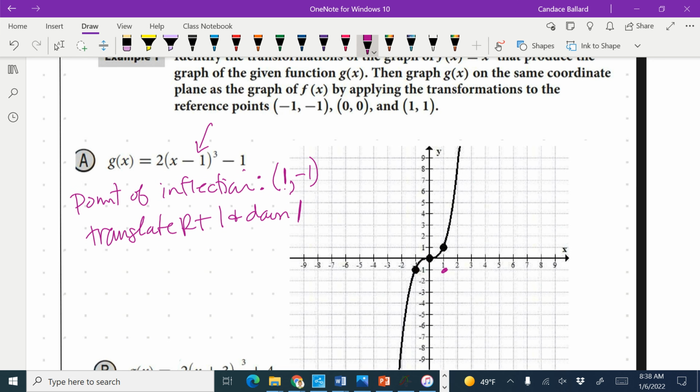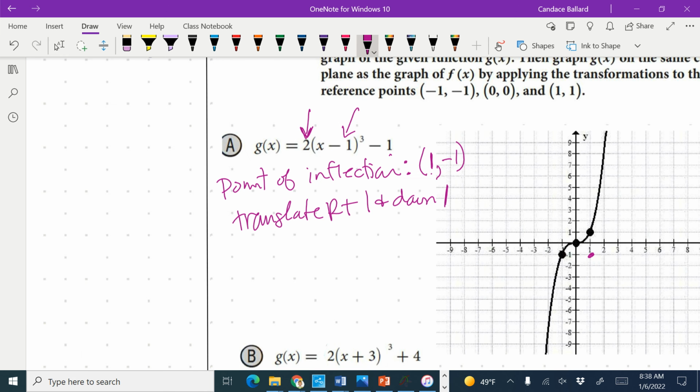What's the 2 in front going to do to it? Do you remember? It's a stretch, right? If it's bigger than 1, it's a stretch. If it's less than 1, it's a compression. So let's remind ourselves of that. If A is greater than 1, it's a stretch. If A is less than 1, it's a compression.